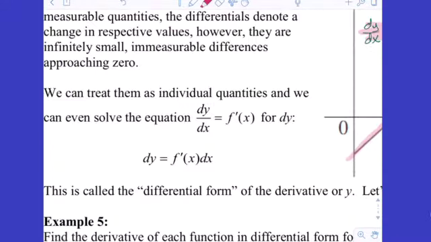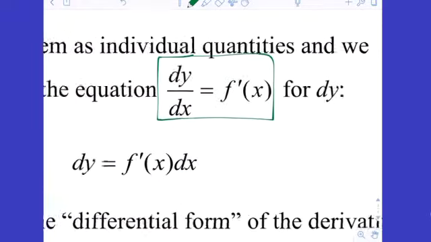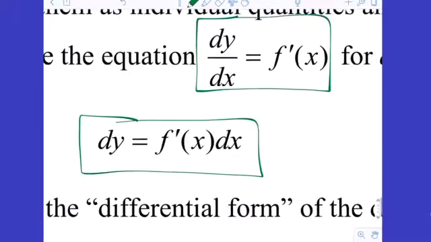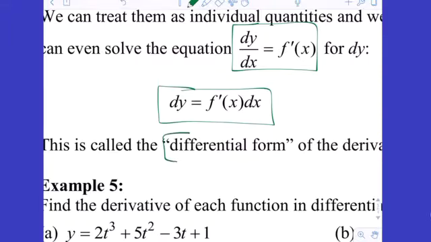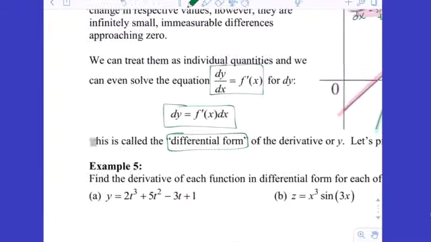Now, here's a nice little use. We can treat this as an equation. And since dy and dx now we know can be treated as individual quantities, just like delta y and delta x, we can actually multiply both sides by dx, and we end up with this equation, which we'll see again later when we learn integration. So dy equals f prime times dx. The differential of y is equal to the function f prime times the differential of x. This is called the differential form of the derivative. The differential form of the derivative. Instead of dy dx, which is just known as the derivative, this is the differential form of the derivative.